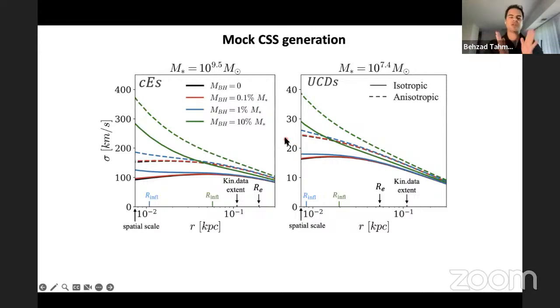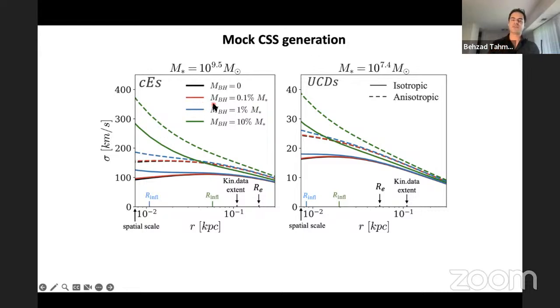So after making a bunch of them, this is the internal profile of the velocity dispersion. Here is the compact elliptical. We tend to around 9 solar mass, and for the UCDs, we tend to around 7 solar mass, okay? So the black lines are those models that contain no black holes, the mass is 0.